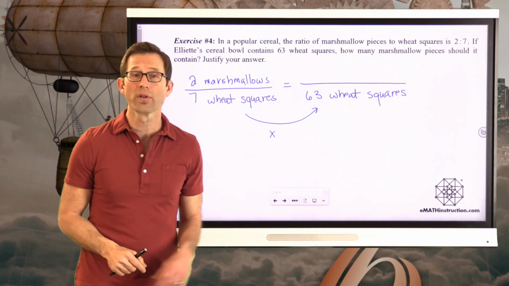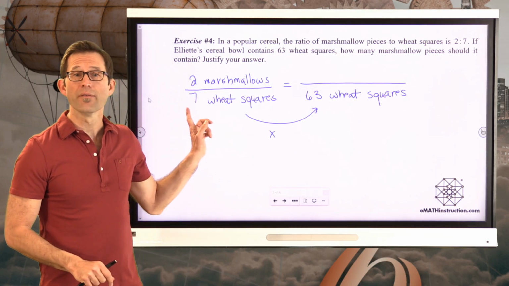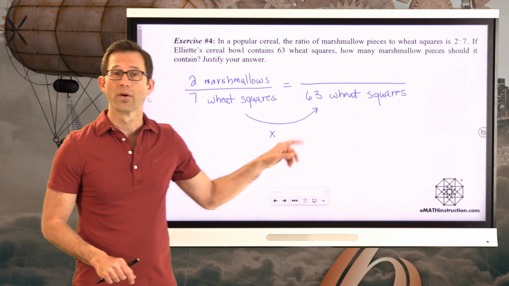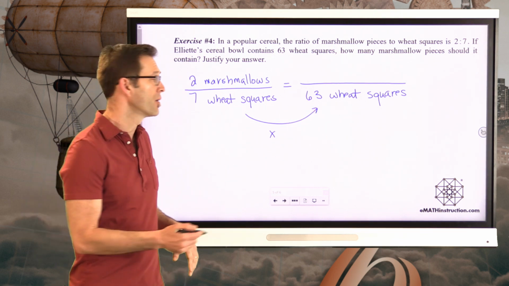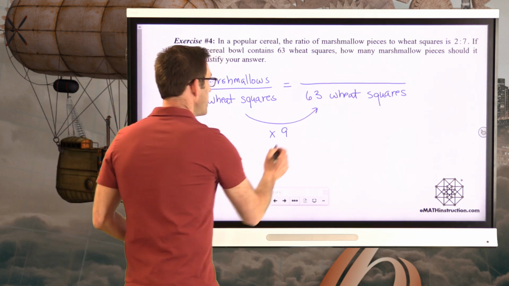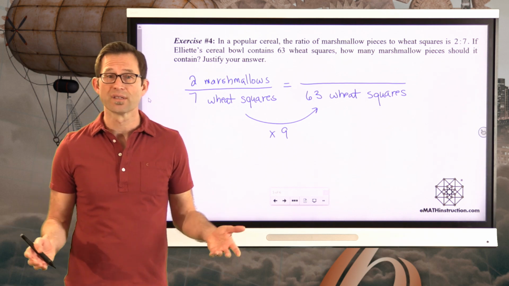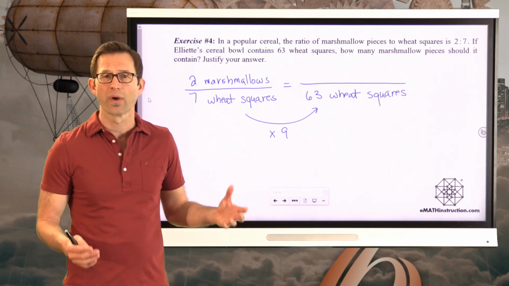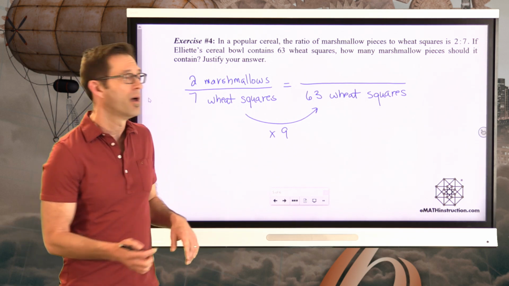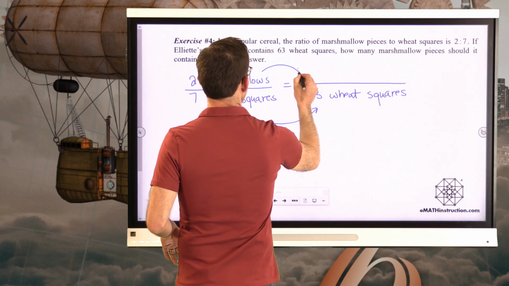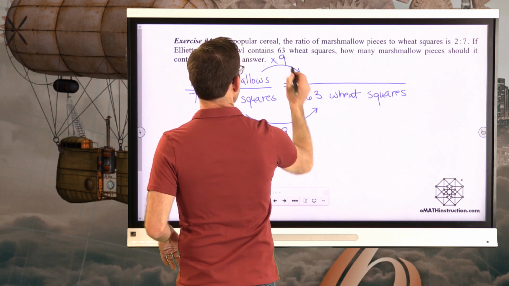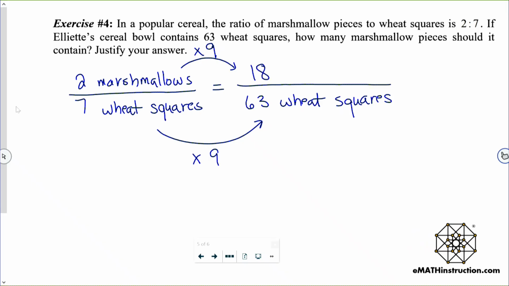Well, again, just equivalent fractions, right? So if I'm going from a 7 in the denominator up to a 63 in the denominator, then I must have multiplied by 9, right? 7 times 9 is 63. I've scaled up this ratio by a factor of 9. I also then have to scale the numerator by a factor of 9, and that will give me 18 marshmallows.